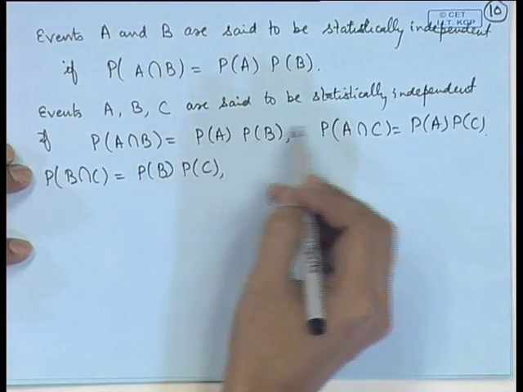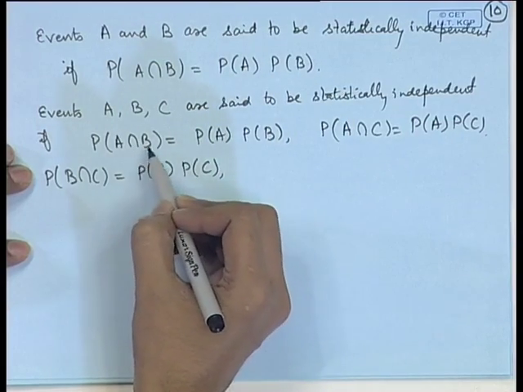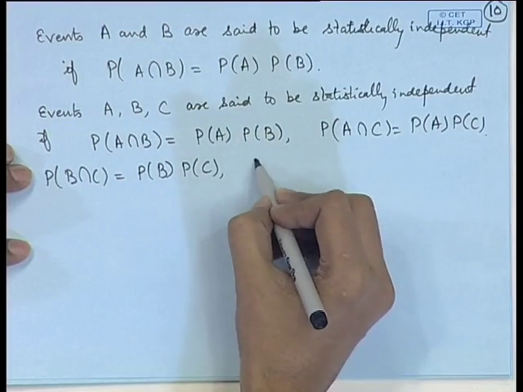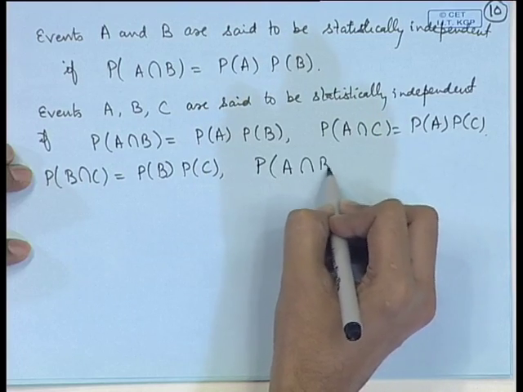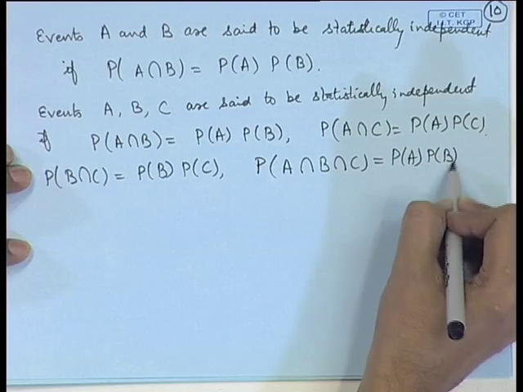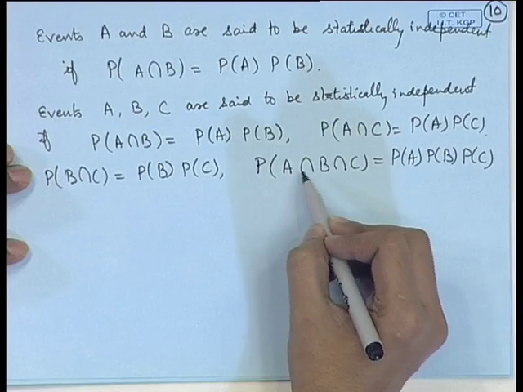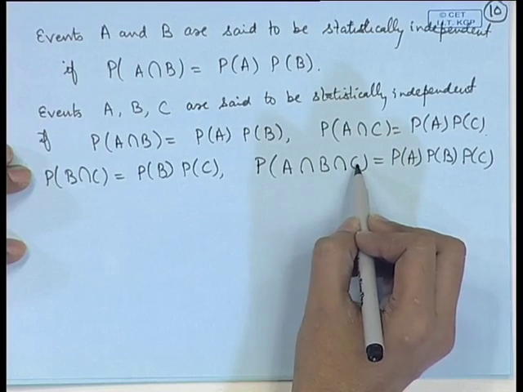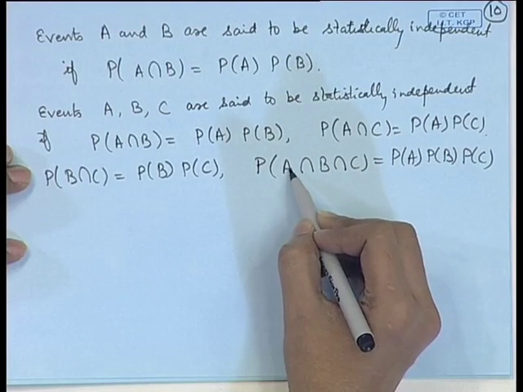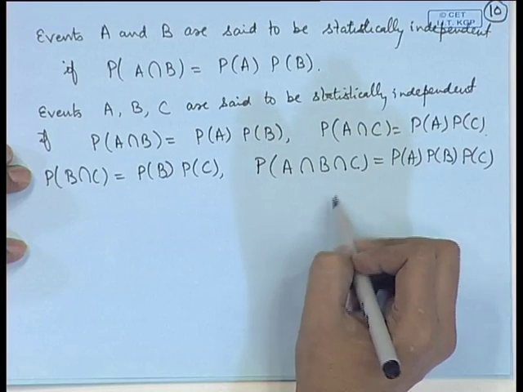Now, one may feel that these three conditions are enough for defining the independence of events A, B and C, but this is only pairwise independence of A and B, A and C, B and C. We need one more condition, namely probability of A intersection B intersection C is equal to probability of A into probability of B into probability of C. Now, this is required because it may happen that A is independent of B or A is independent of C, but then simultaneous occurrence of B and C may have something to do with A, or simultaneous occurrence of A and B may have something to do with C.